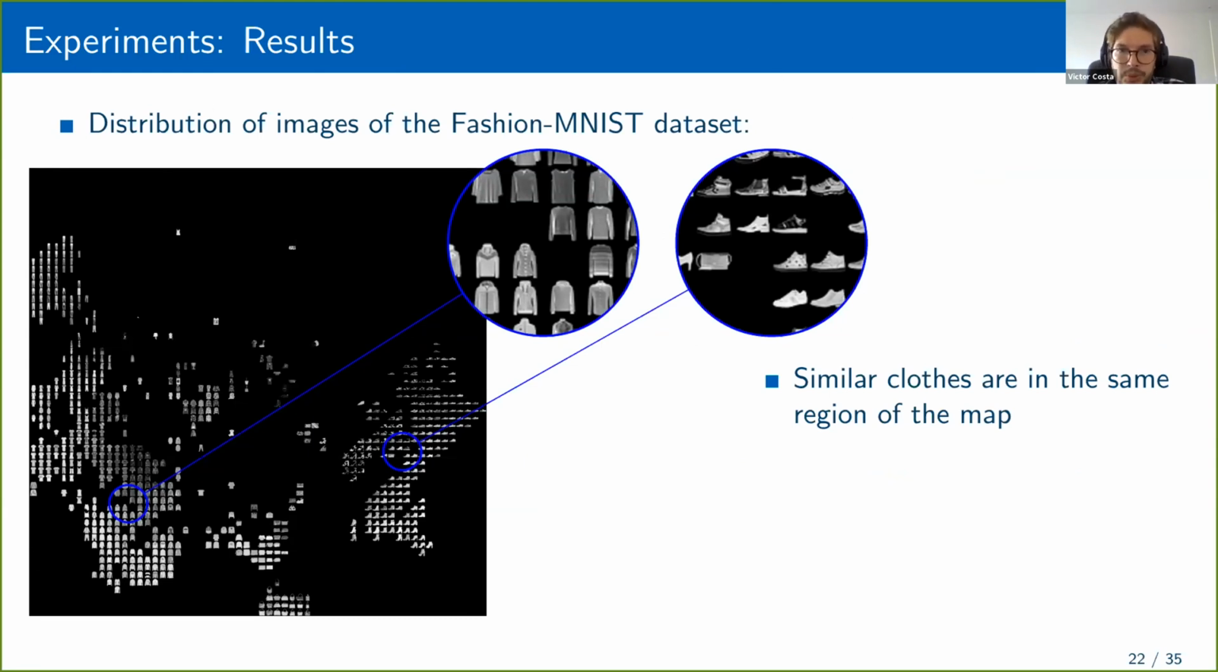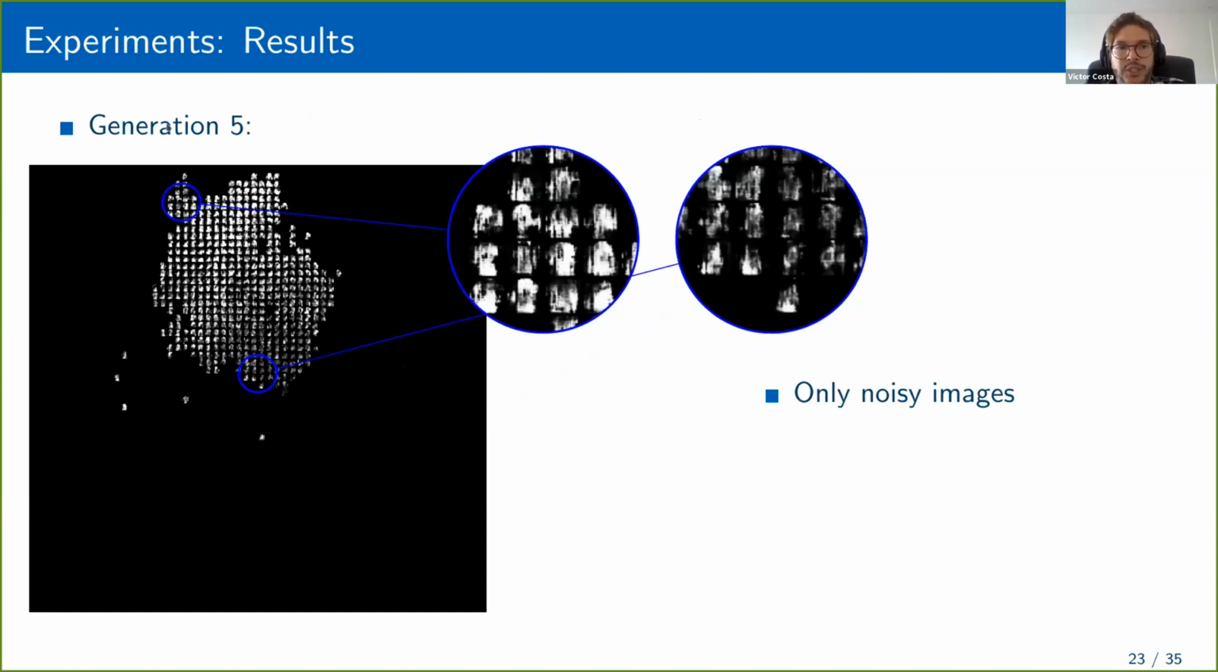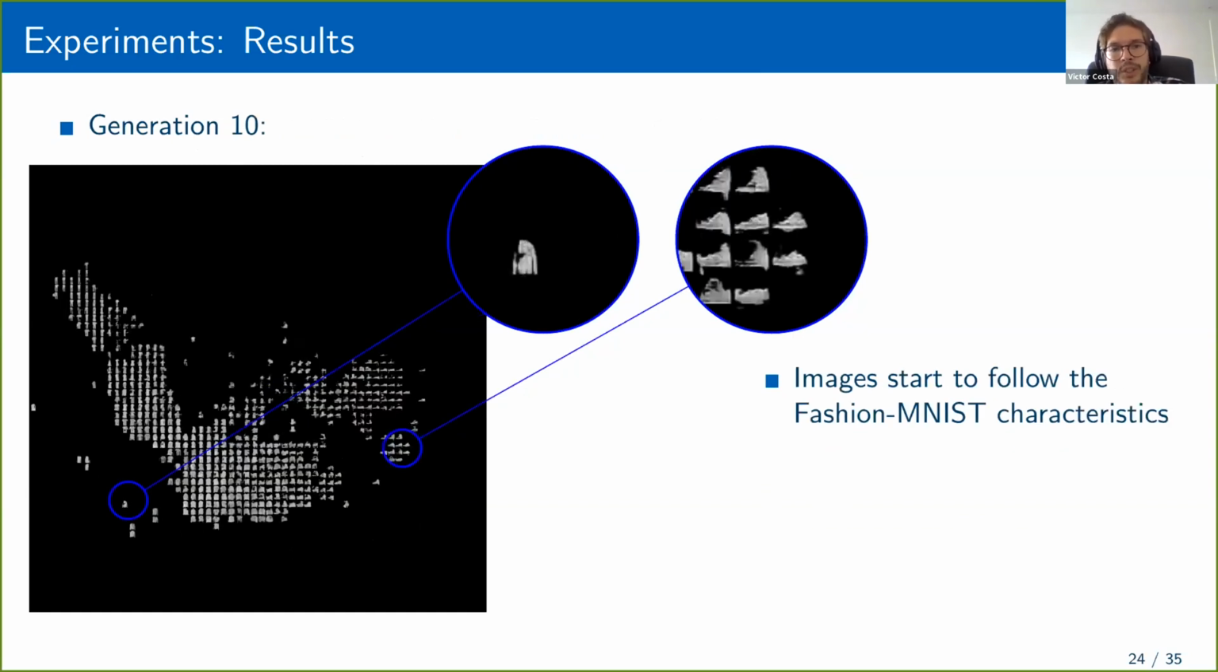This is for the input dataset, and this is for generation 5 of COEGAN. We can see that only noise is generated in the initial step of the algorithm, and the images are all grouped mostly in a single region of the map. In generation 10, we start to see some distribution through the grid, and we also start to see some structure in the images, following the characteristics of the input dataset.